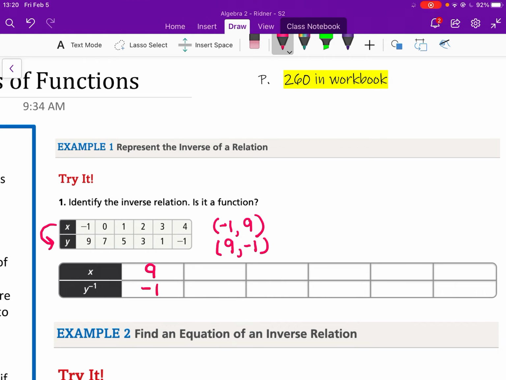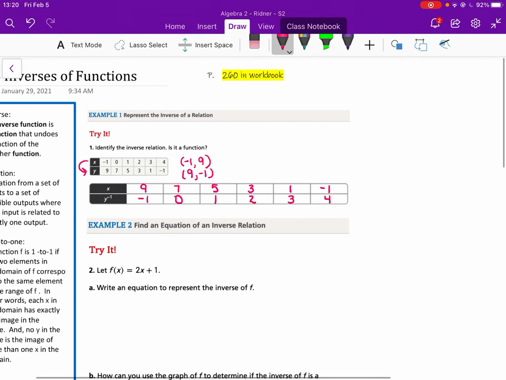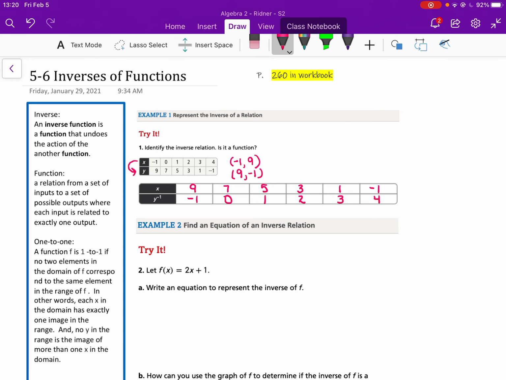So 9, -1 flips to 7, 0. Flip to 5, 1. Flip to 3, 2. Flip to 1, 3. And then flip -1, 4. Okay. So when given a table or given points, it's really easy. All you do is flip x and y. Just switch them back and forth. I could plot those points on a graph too, remember.